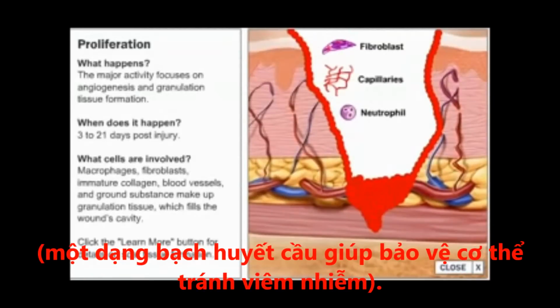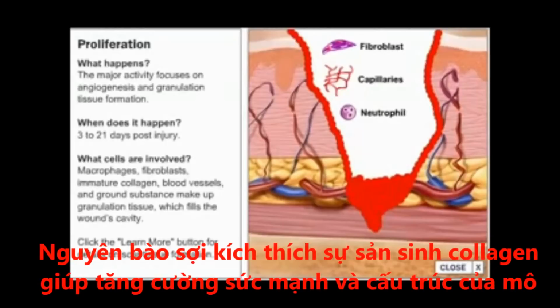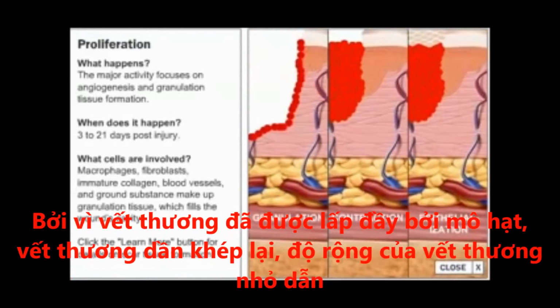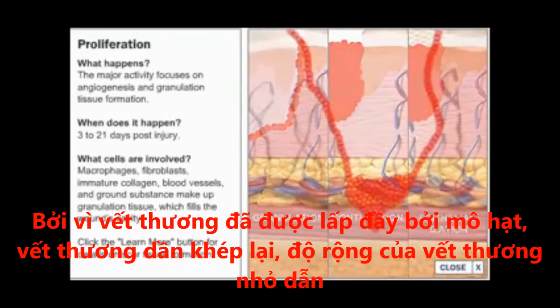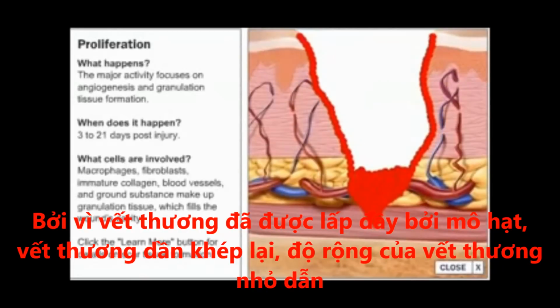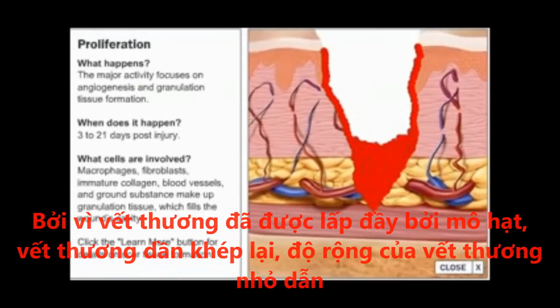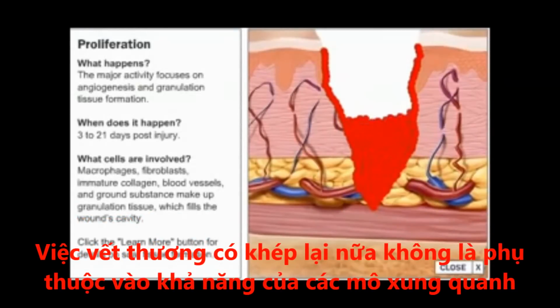As this type of tissue proliferates, fibroblasts stimulate the production of collagen, which gives tissue its tensile strength and structure. As the wound site fills with granulation tissue, its margins contract or pull together, decreasing the size of the wound. The extent of contraction is dependent upon the mobility of the surrounding tissue.